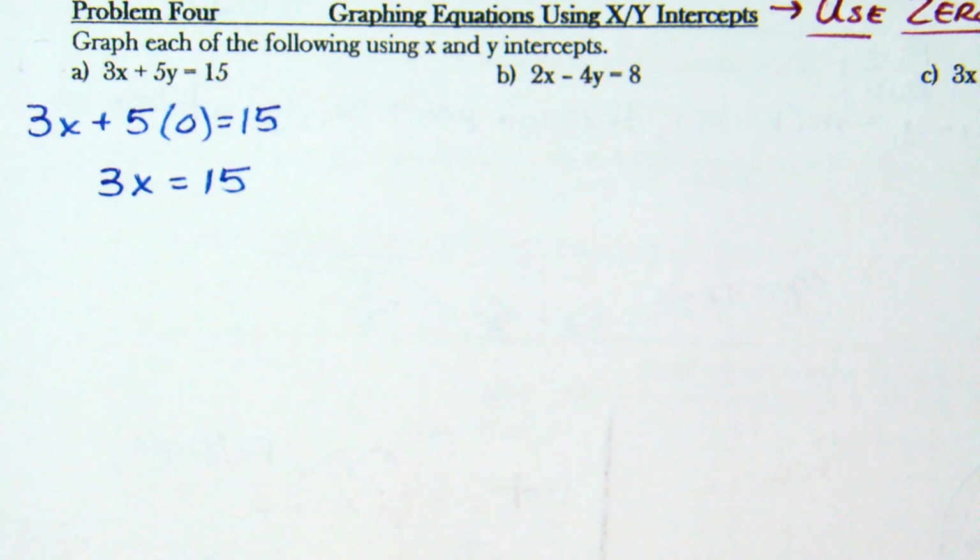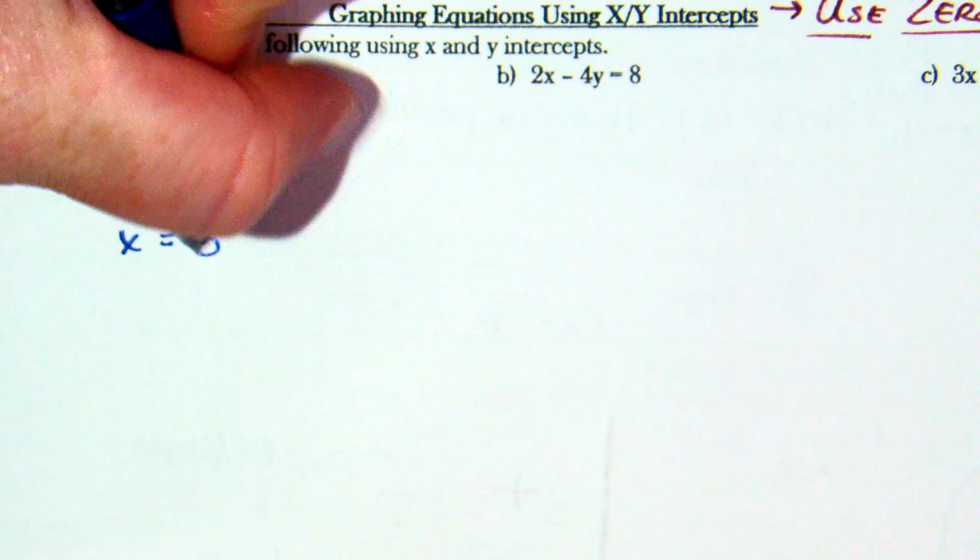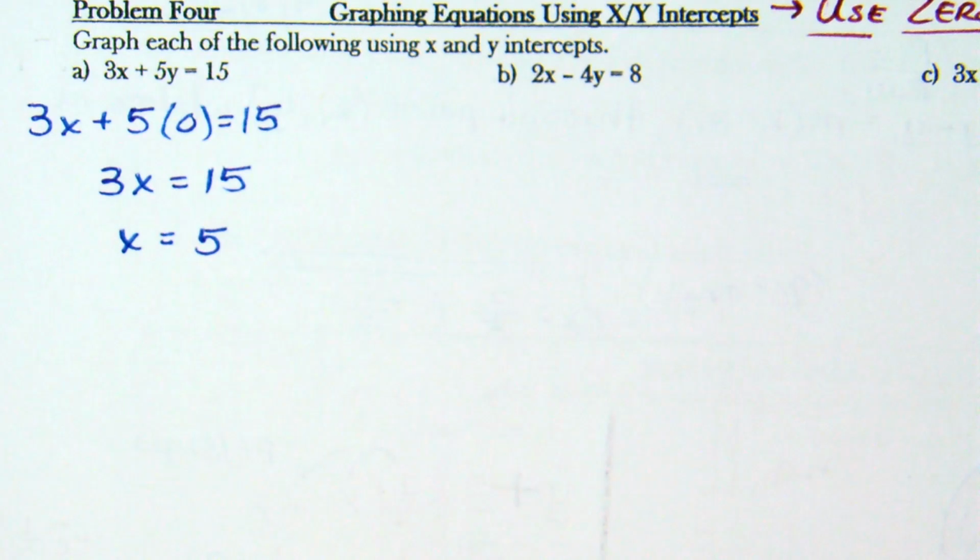If I ask you what is the x-intercept, honestly, I'm fine if you say it's x equals 5. However, Math Excel is probably going to want an ordered pair. So what is the ordered pair for the x-intercept? 5, 0.